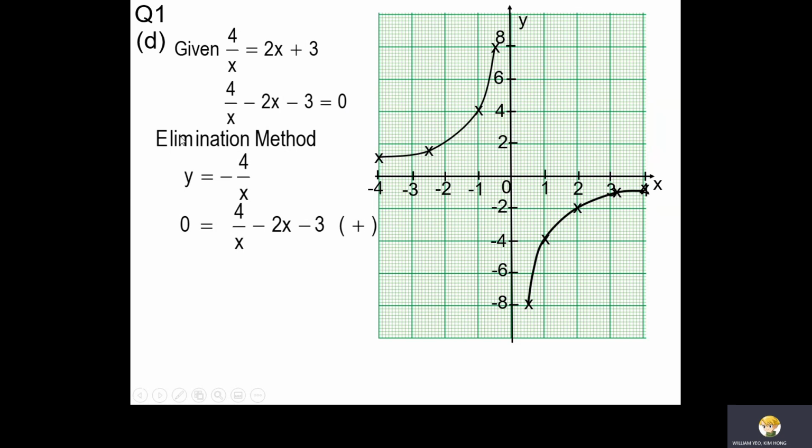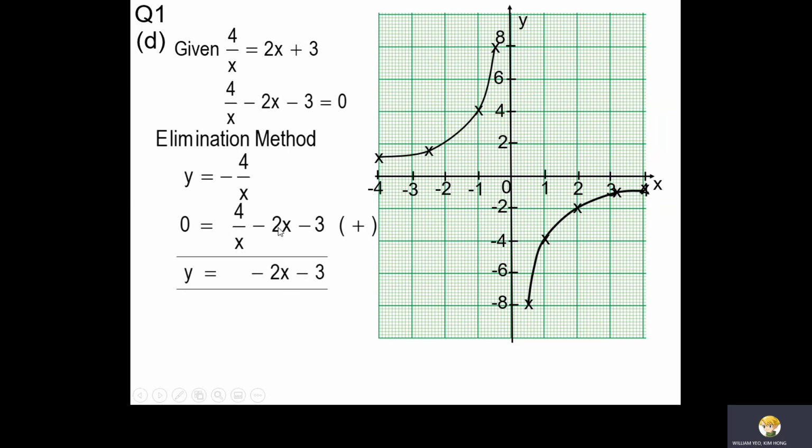Sometimes when we do elimination, we use minus. Sometimes we plus. How to know which one to use? Very easy. If the signs here, negative and positive, are different, we plus. If the signs are the same, as we can see in later examples, we minus. So here this is negative, this is positive, different sign, we plus. Because this one is negative, if you plus this, you will get 0, meaning you have already eliminated this part.